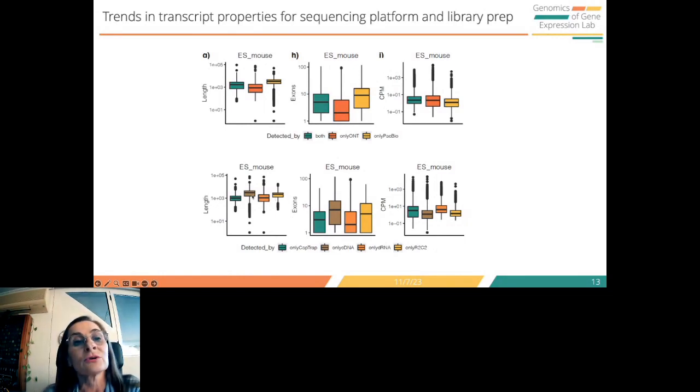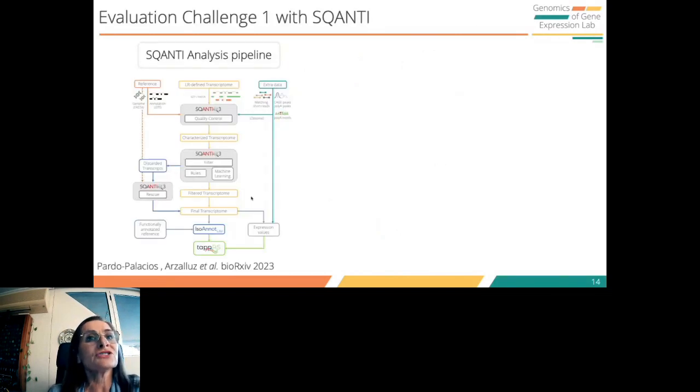Yes, these cDNA and R2C2 give us also the longest transcript models with more exons and detected with fewer reads than the other two library preparation methods. So again, it seems that, in general, working with PacBio and cDNA library preparations or with R2C2 is giving better performance in these parameters. Okay, so these are general.